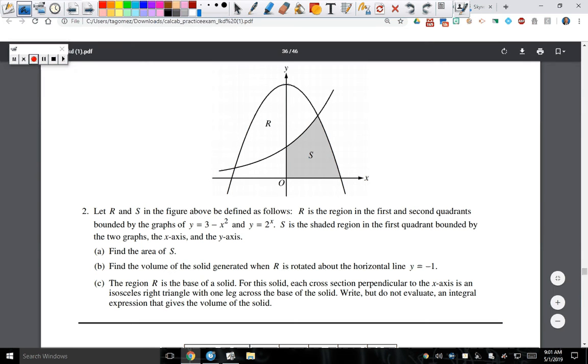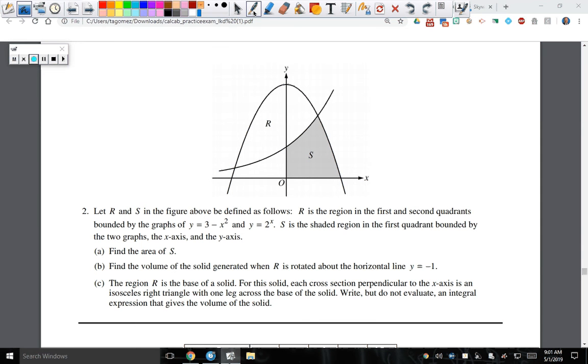Okay, so number 2. Oh, and all the questions are there, so that's good.